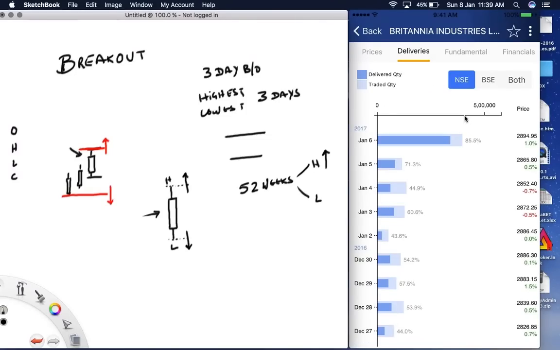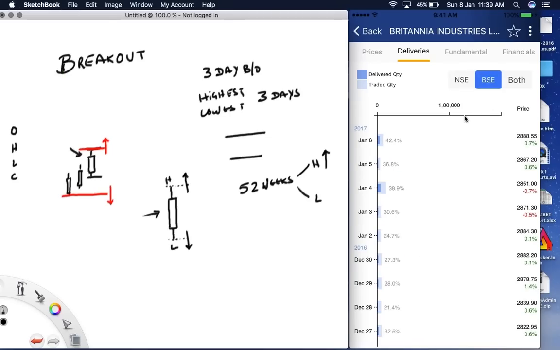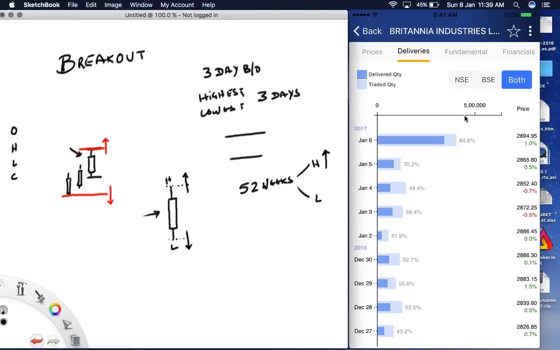If I combine both, it's close to 85%. So that's a very interesting find. The interesting find is that Britannia has been going up over the last few days. It has satisfied one of our bullish parameters, and it has gone up with high delivery volumes, which is a very strong sign. We'll come back to Britannia again.